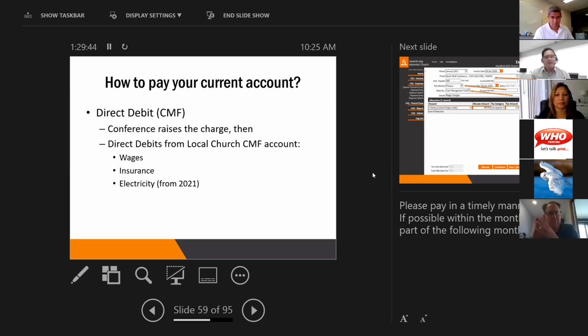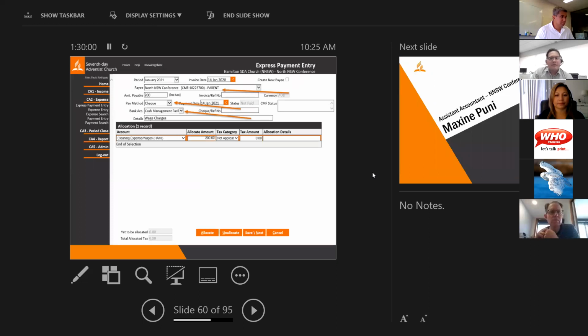So typically the conference will raise the charge, then the direct debit from the local church CMF account will happen. Again, those are the three examples, or I guess the only types of expenditure that we direct debit. And this is what the screen will look like. So the key difference is the payment method. You choose check. So that does not trigger a payment from CMF. Okay.